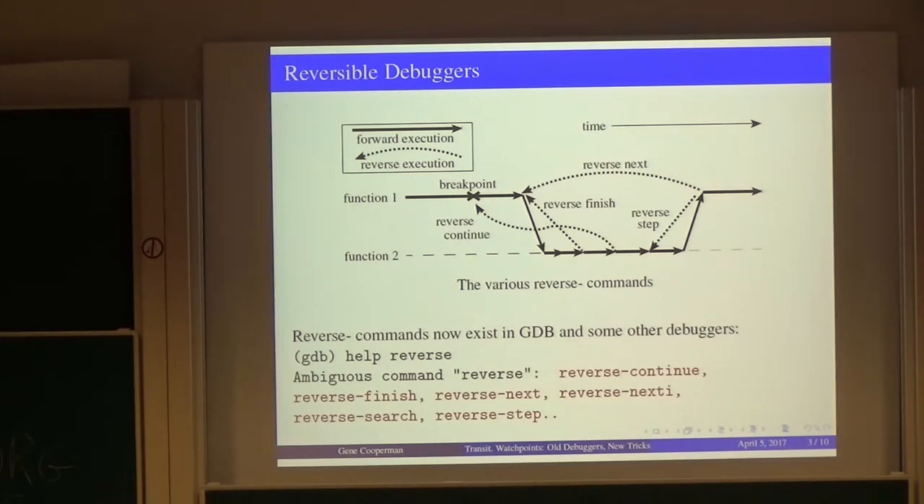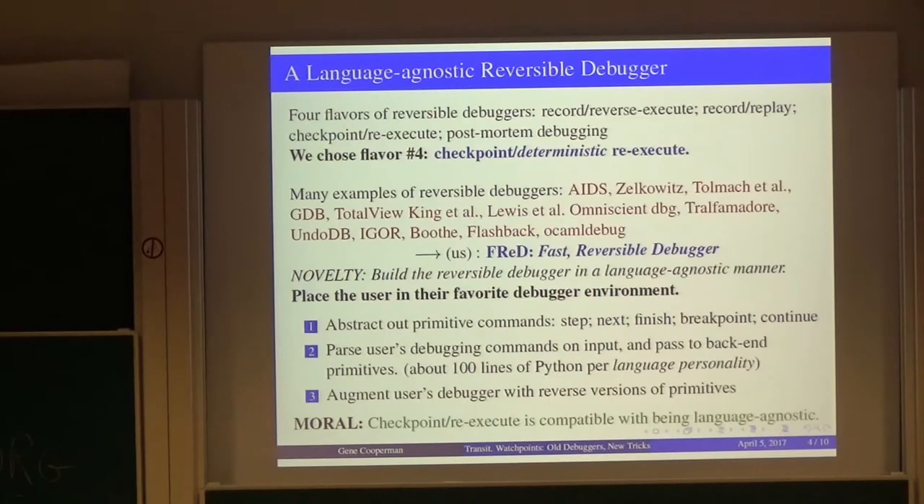These types of reversibility debuggers exist. We happen to build our own because we wanted that foundation on which to build these watch points. So what we did is we decided we want to build a language-agnostic reversible debugger. It should not depend on any language. Each programmer has their own favorite language and even their own favorite debugger. And so our idea is, let's support whatever your favorite debugger is. It should not be our job to tell you what language you want to use.